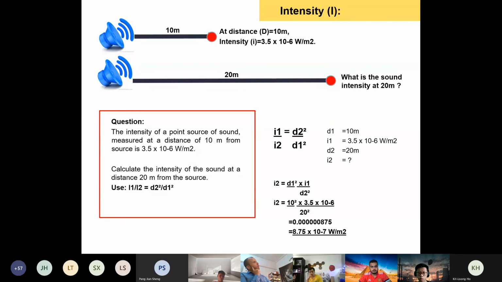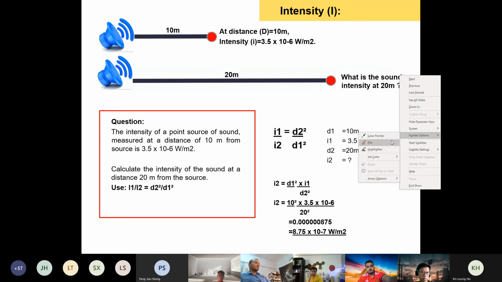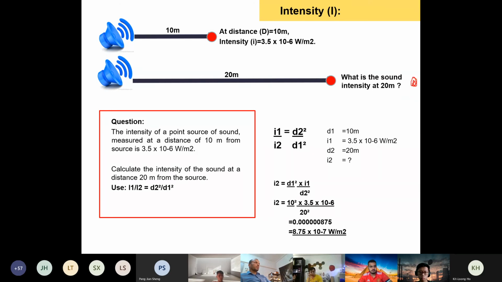Now, if I ask you, okay, now we got the intensity of sound at a point which is 20 meters far. If I select a point which is 30 meters far from the source, how much will be the intensity of sound? So 20 meters, we got the result. What about 30 meters? What about the point here, which is 30 meters far?